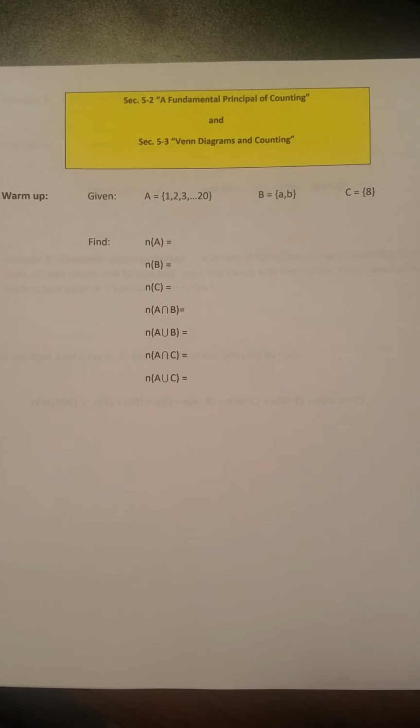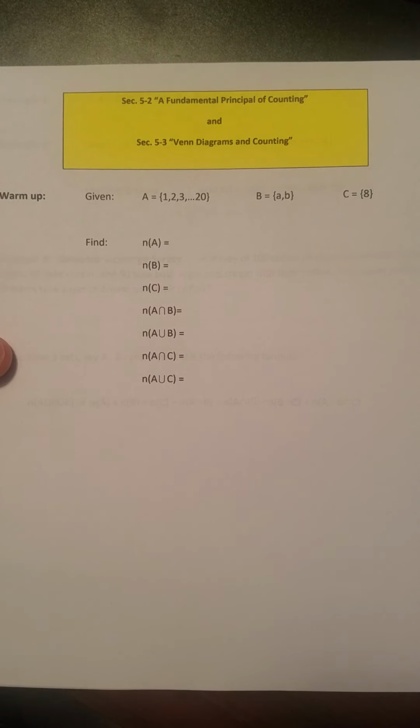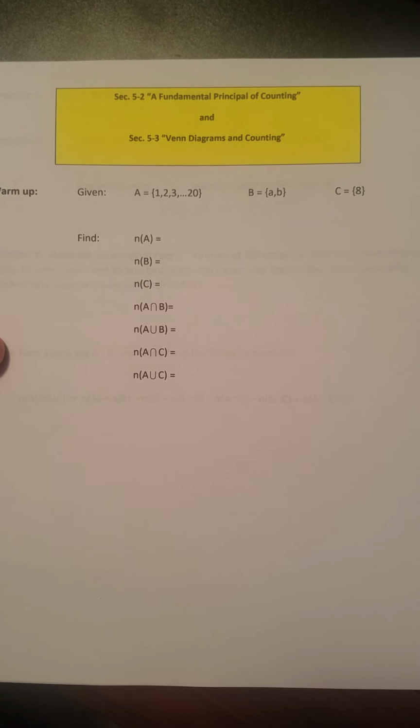Okay, the difference between 5.1 and what we're going to get into now is that in 5.1 we were talking about sets and the actual elements in the set. When you go to 5.2, we're not worried about exactly what the elements are, but we are worried about how many there are. So I've prepared a couple easy things to get us going here.